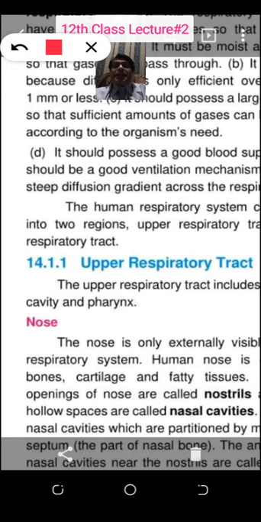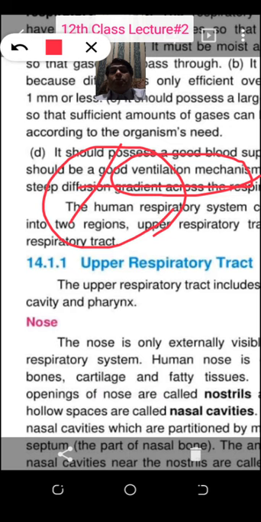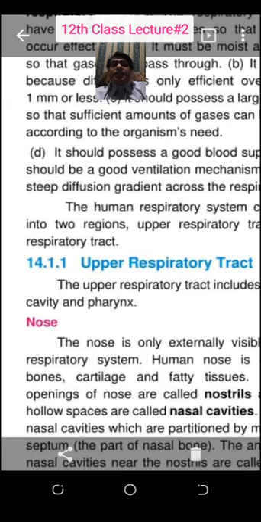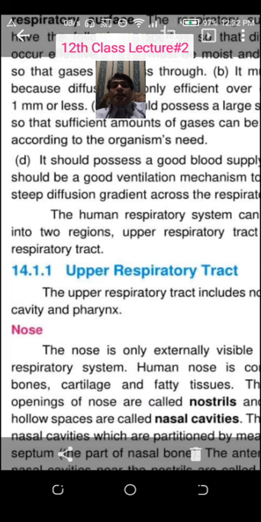The point is that the respiratory system should have a good ventilation mechanism, meaning enough ventilation mechanism. What is a ventilation mechanism? If you are watching, the diffusion gradient is written here, with a little red line highlight. Is the diffusion gradient visible to you? Yes. This is an important word, the diffusion gradient.